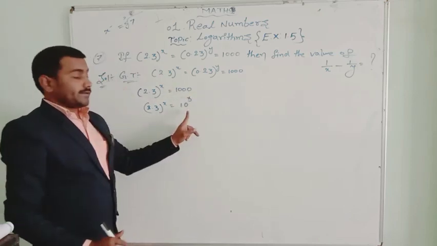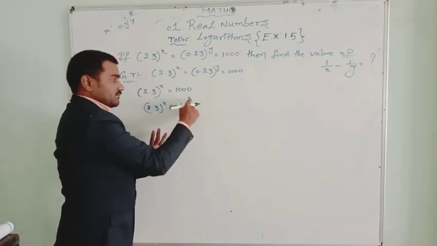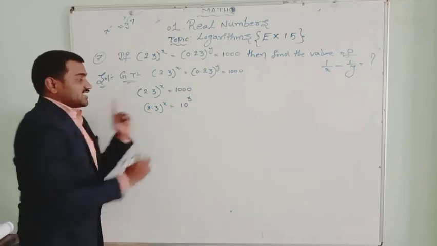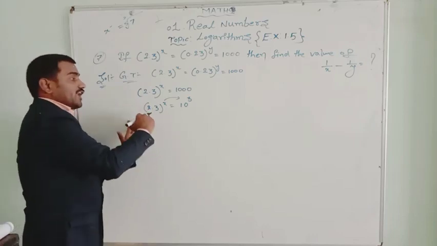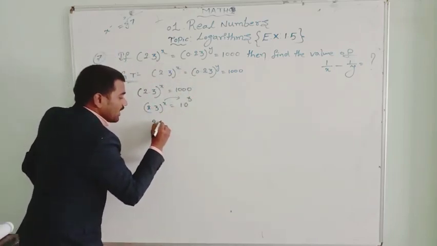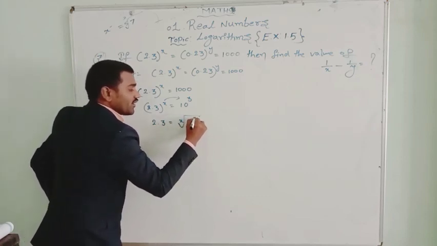10 cube means what? We need to multiply 10 three times: 10 into 10 into 10. That will give us 1000. So the 1000 is the same thing I have here. Now this x I would like to transfer to the RHS, as I said before, because when you transfer x to the RHS, it will be x root. That will be 2.3 equal to x root of 10 to the power of 3.